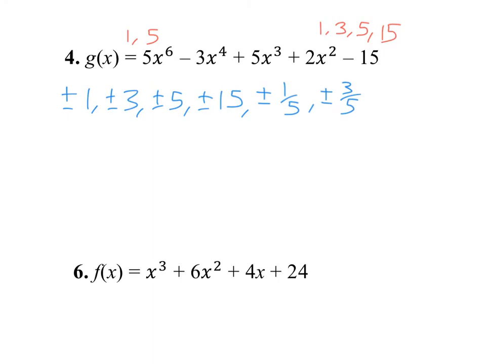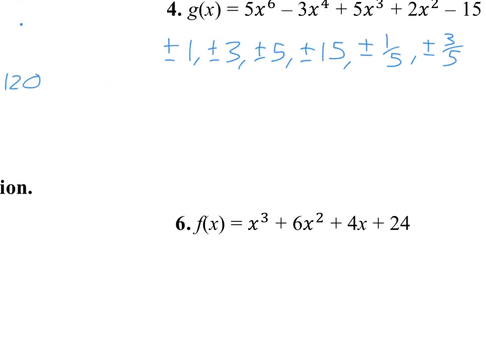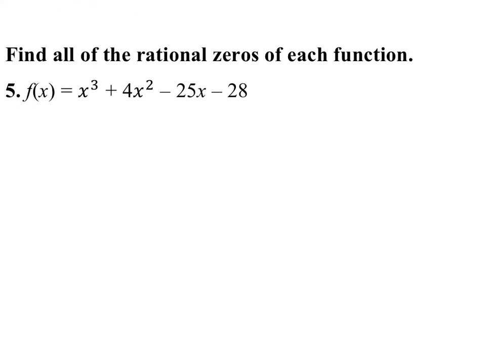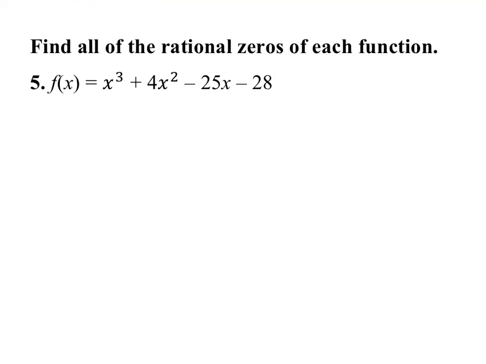Okay, so now we're going to combine what we just learned with what we learned in some previous sections. So for number 5, we want to find all the rational zeros, and we want to do this without a calculator. So what we learned in the previous section, if I look at the signs, I have a positive, a negative. That tells me that there will be one positive root.